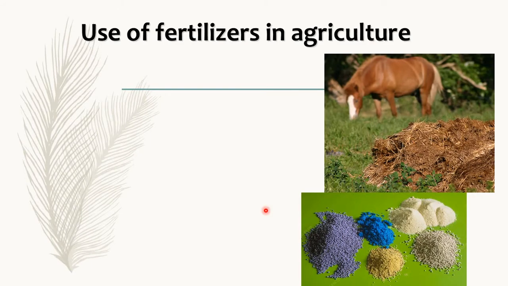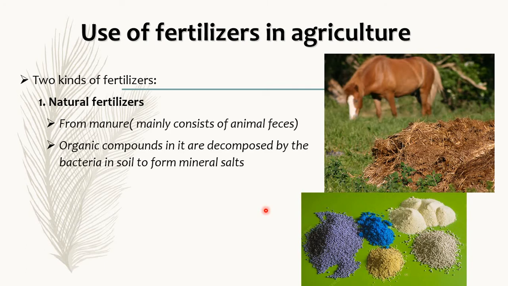Okay, now we go to fertilizer again. Nowadays we have two kinds of fertilizer. Number one is natural fertilizer, from manure, which mainly consists of animal feces, for example, from the horse. When the horse undergoes the nature call, it leaves its feces on the ground. Eventually, the organic compounds in it are decomposed by the bacteria in soil to form mineral salts. The bacteria will decompose the feces.